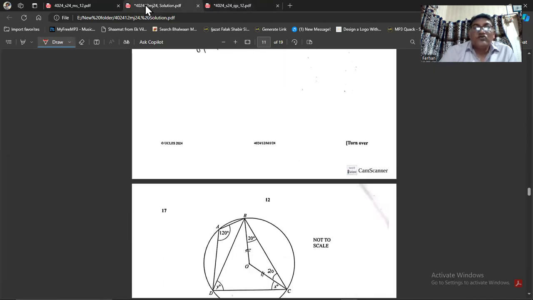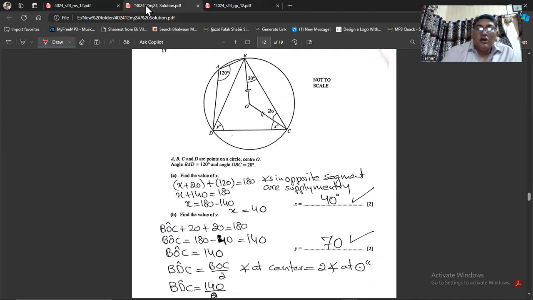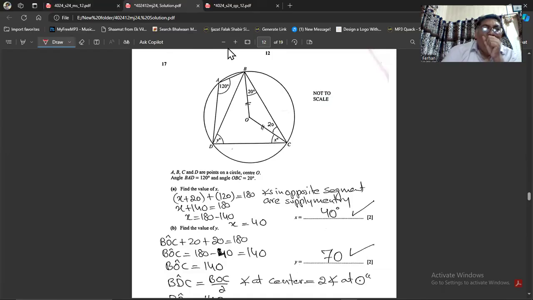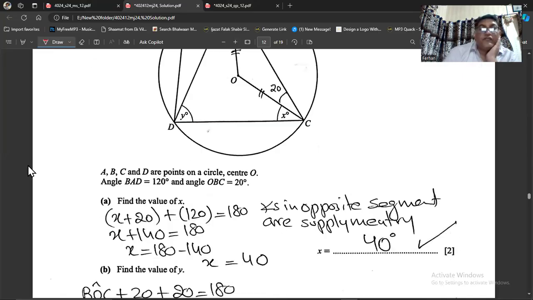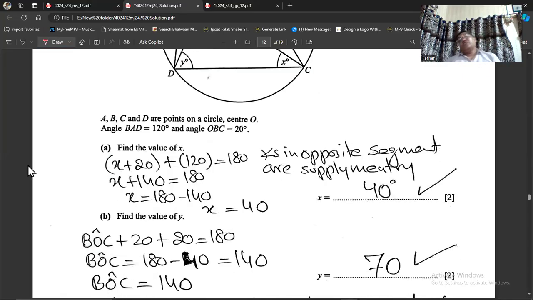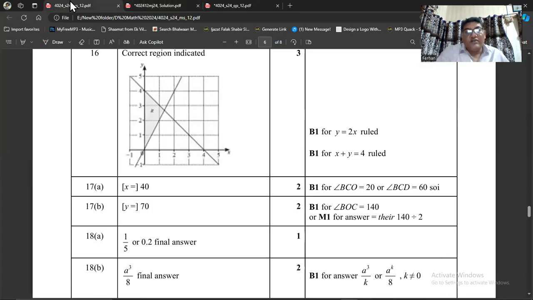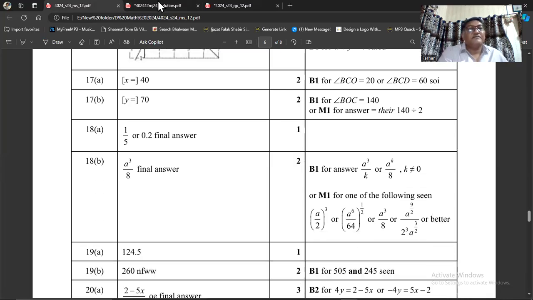So let me show you my solution. Okay, so here you go. x plus 20 plus 120 is equals to 180. So you will have x plus 140. This is because the angles in the opposite segments are supplementary. So x plus 140 will be equals to 180. So x will be equals to 180 minus 140, and x will be equals to 40 degrees. So the value of x is 40 degrees. So our answers are right.